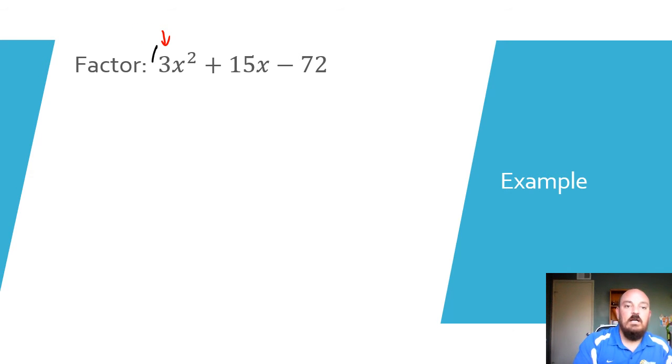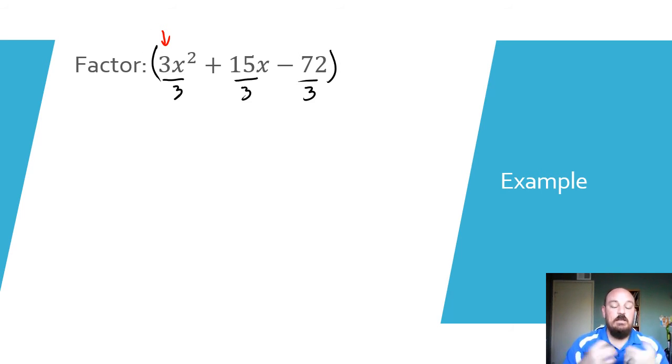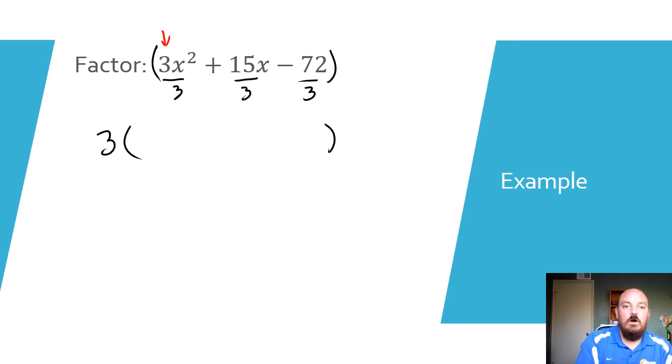So for step 1, I'm going to divide everything by 3. And remember, we are factoring out a common term, or doing the distributive property backwards. We're taking the 3 out. So what you end up with is that 3 out front, and let's see what's left inside the parentheses. On the first term, the 3's cancel, and it just leaves x squared. Then you have the plus. On the middle term, 15 divided by 3 is 5, and we'll leave the x on that one. Then you have the minus. And on the last term, 72 divided by 3 is 24.